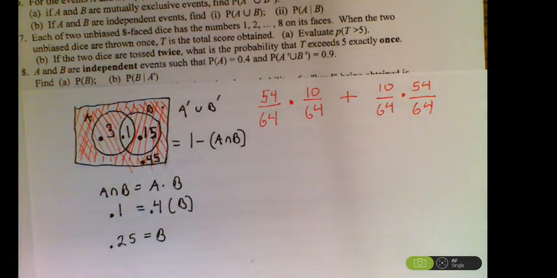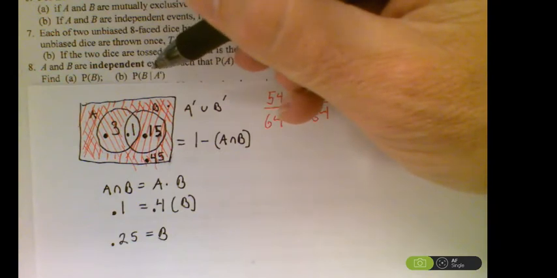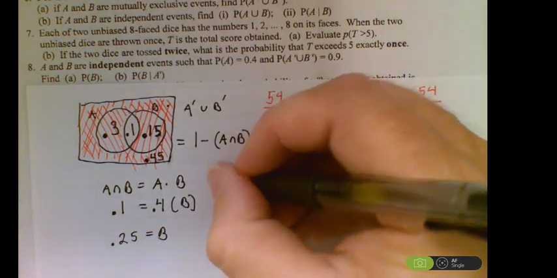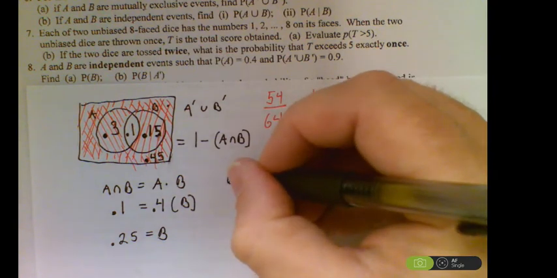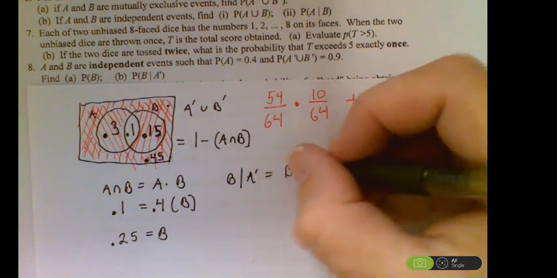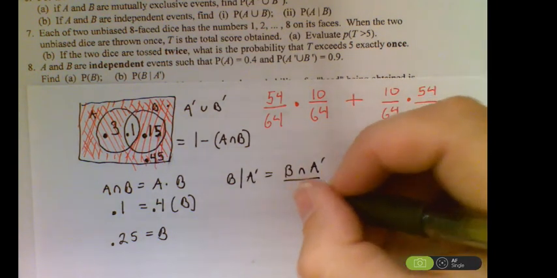So now that we know what all the numbers are, it's a lot easier to figure out this setup right here. So the probability of B given not A. So remember what I said before, you always put the AND statement on top and you always put the given on bottom.